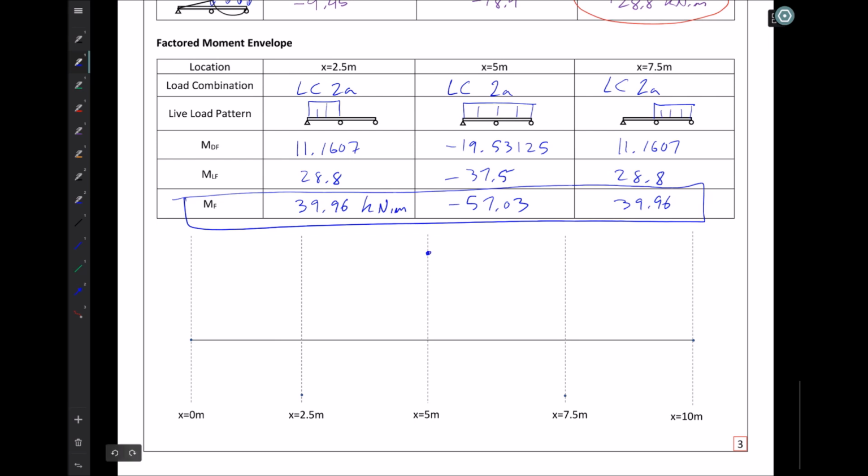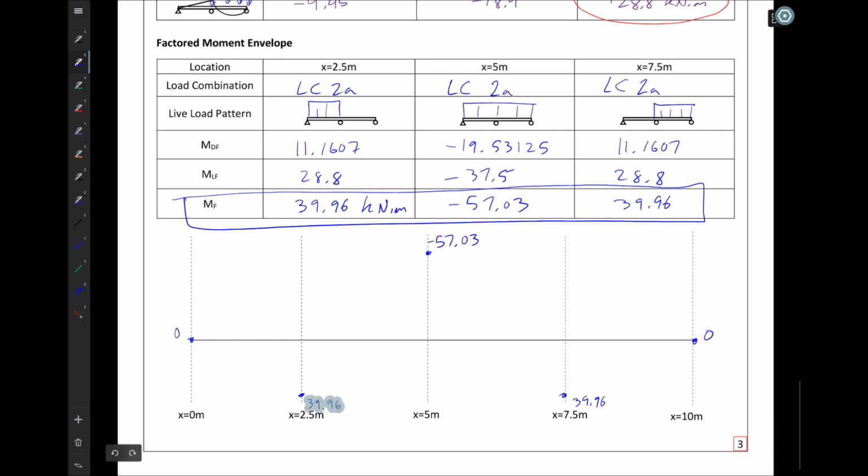So over here I've got 57.03 negative drawn on the top. At 2.5 I've got 39.96, and over at 7.5 is 39.96. I go to 0 at the very ends, and I know that my moment distribution is parabolic.